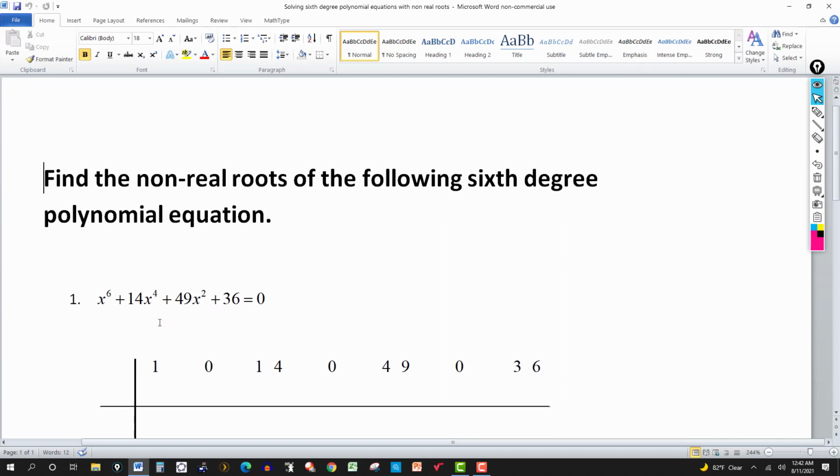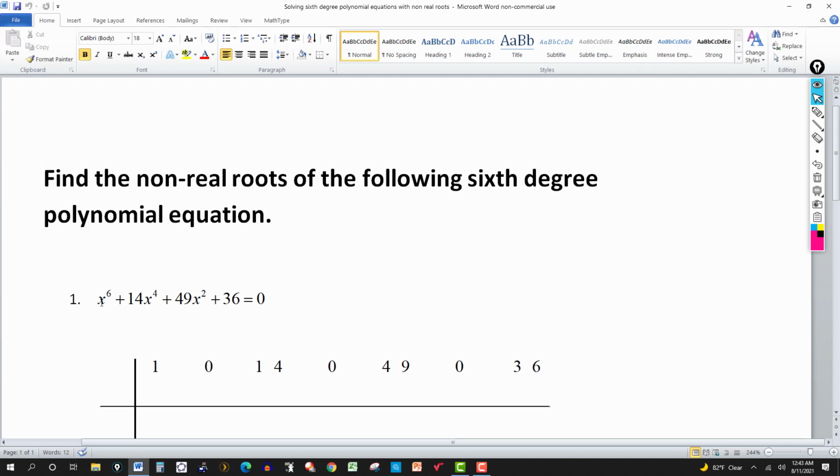you're asked to solve it for real solutions. You wouldn't have to do much work because it doesn't have any real solutions. That's all you have to say. And the reason is, if you look at the terms, you've got x to the 6, 14x to the 4th, 49x squared plus 36. The coefficients are all positive. The exponents on the variable are all even.